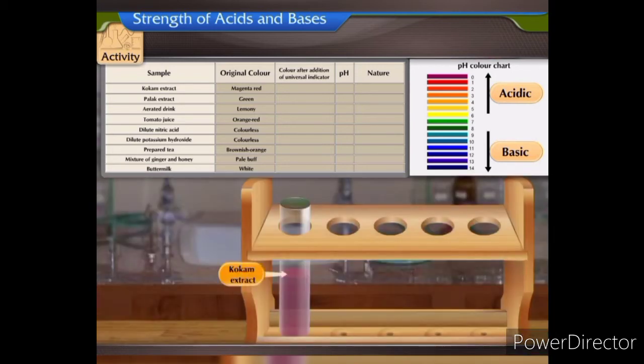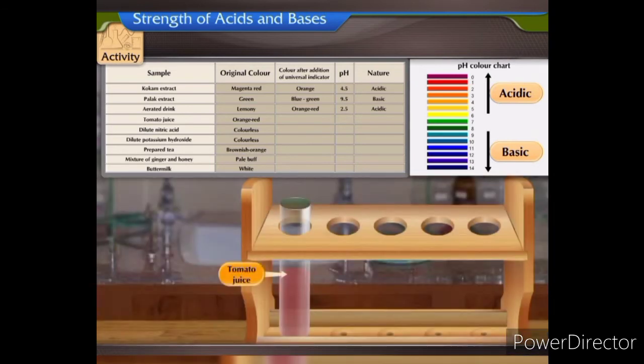Let us begin with kokum extract. What was the original color? It was magenta red. After addition of the indicator, it has changed to orange. The pH is nearly 4.5. Palak extract was originally green. Now it has turned blue-green in color. The pH is nearly 9.5. Aerated drink had a lemony color before addition of the indicator. Now it has turned orange-red. The pH is nearly 2.5.